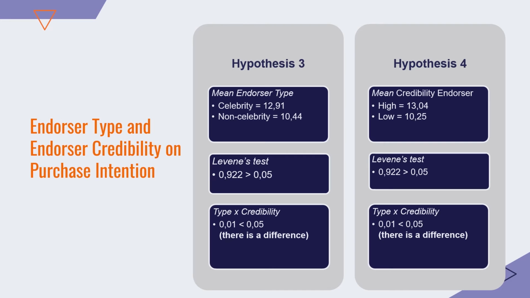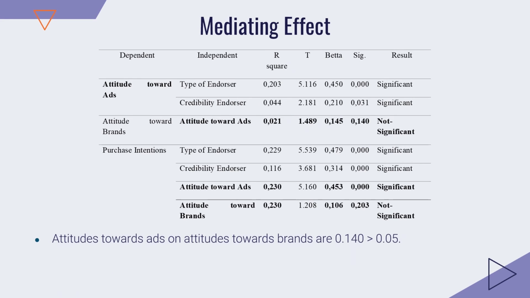Next, hypothesis 4. The average purchase intention of participants who get the endorser treatment with a high endorser credibility is 13.04, and with a low credibility endorser is 10.25. The t-test value of endorser credibility is 0.01, which is lower than 0.05. That means there is an average difference in purchase intention between the groups of participants who are treated by high credibility and low credibility.